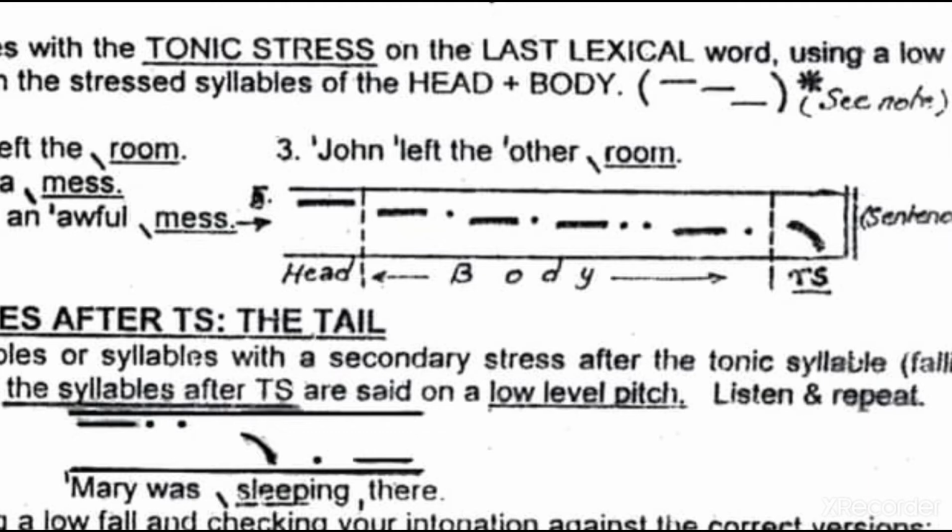So we have here mess is the TS, and what comes between the head and the TS is the body. Here in this tone unit, we don't have a tail, because we don't have syllables after the TS, and we don't have a pre-head. It means we don't have unstressed syllables before the head.